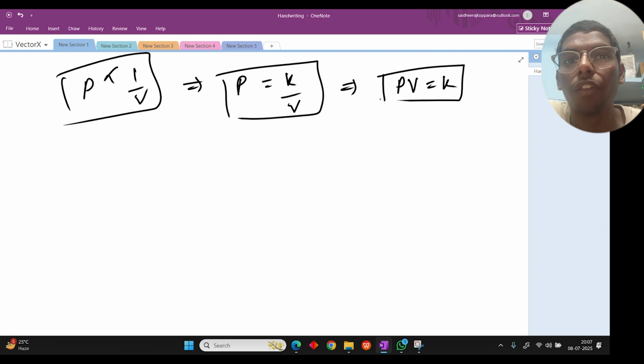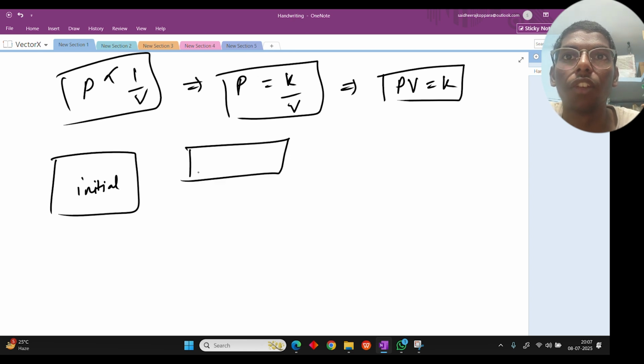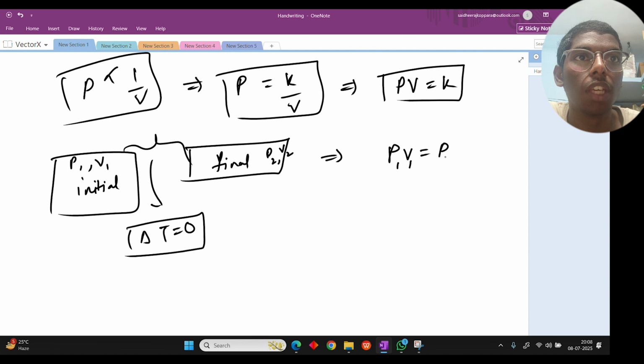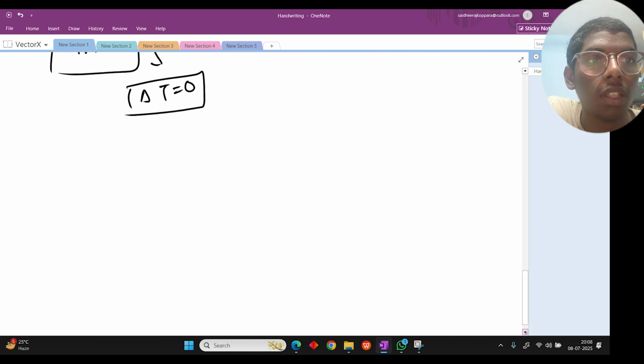If somebody gives you a question like, this is your initial compartment and this is your final compartment, the pressure is P1, volume is V1, and pressure is P2, volume is V2, then if this process is done without a change in temperature, that means temperature is constant, the relation will be P1 V1 equals P2 V2. You just keep those terms in Boyle's law and equate the constant, then you get P1 V1 equals P2 V2.